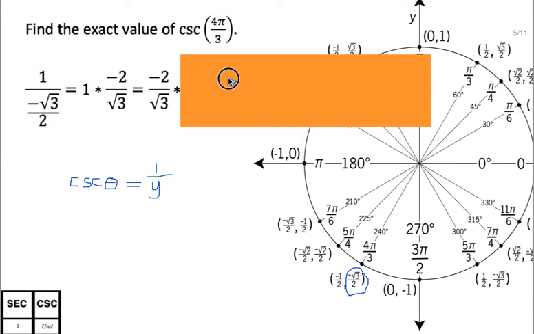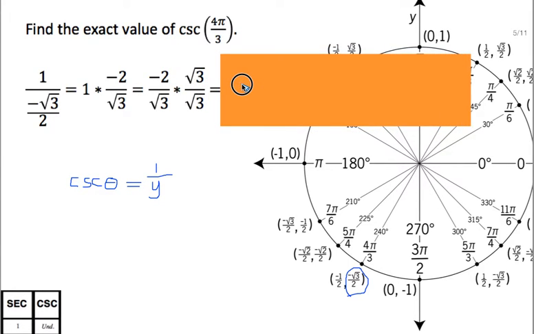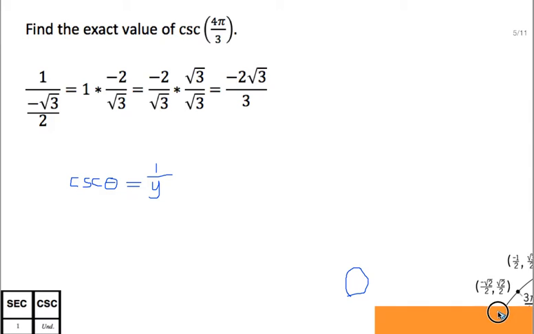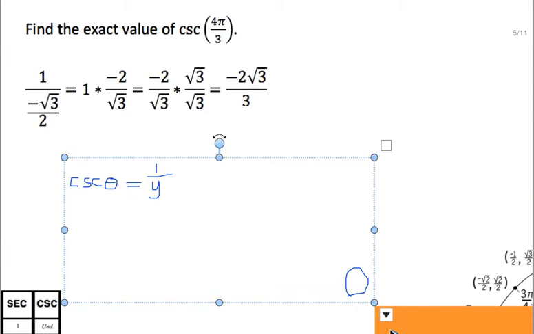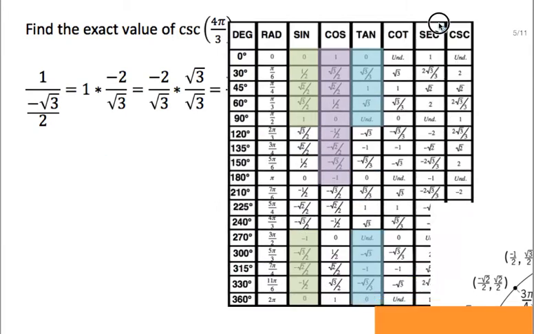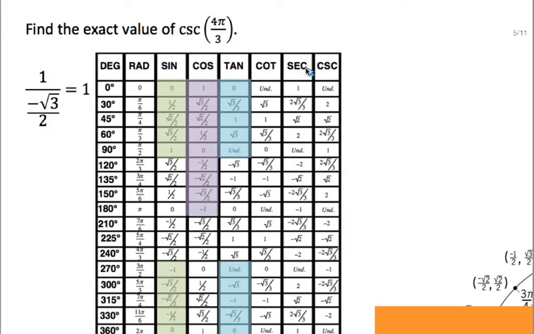Okay, and then you get that, and you have to multiply by the square root of 3 over the square root of 3, and then your final answer is covered up by my unit circle. Its final answer is negative 2 times the square root of 3 over 3. Okay, and then again, let me get rid of all this stuff. If you have your trig table out, it's super easy. You don't have to do all this extra work.